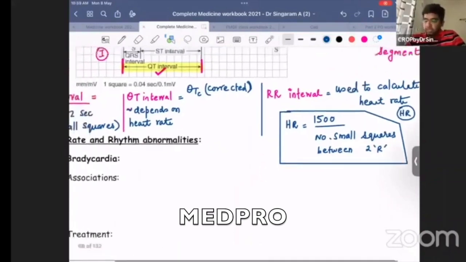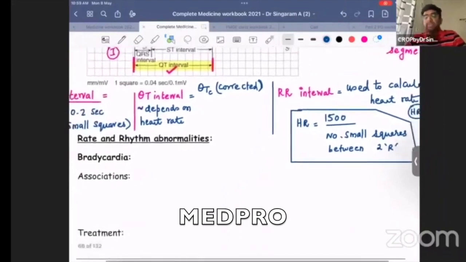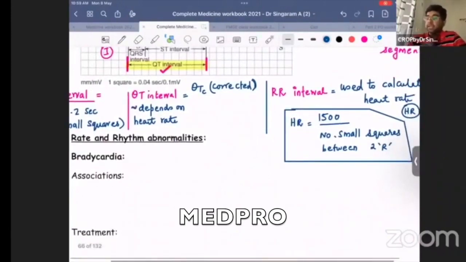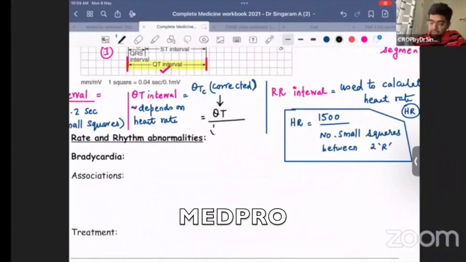Now, going back to this QTc, I told you QTc is dependent on the heart rate, right? And heart rate is calculated with the help of the RR interval. So this QTc, any idea how it is calculated? QTc, the corrected QT interval, is calculated like this: QT divided by the root of the RR interval. That's what you have to remember.